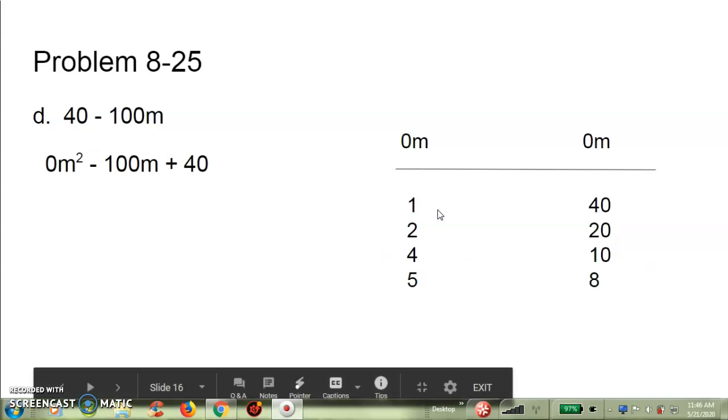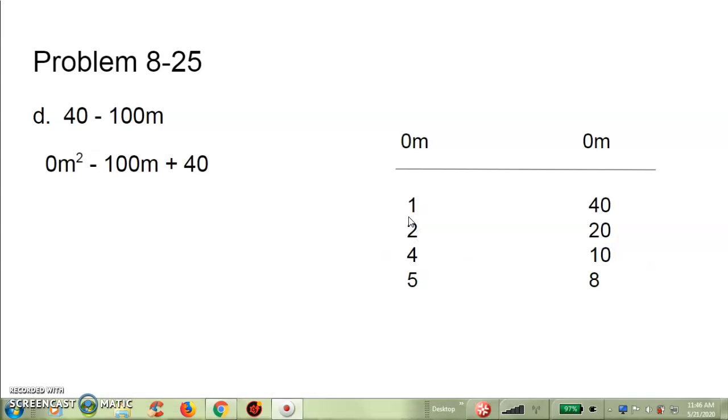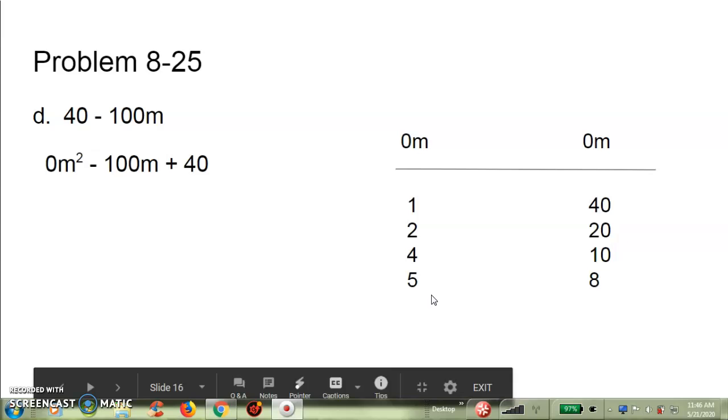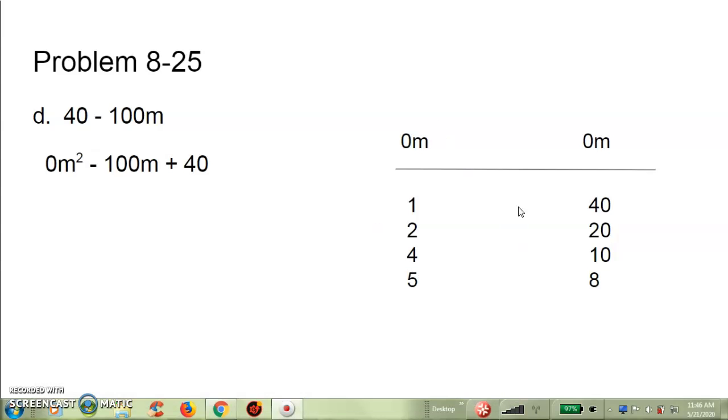Down here I have the factors of 40. I think you can see how I've arranged that. So 1 and 40, 2 and 20, 3 doesn't go in, 4 and 10, 5 and 8, 6 doesn't, 7 doesn't, then we're back to 8. So I know this would be all of the whole number factors for 40. Right, but when I'm multiplying, the only thing I can get here is 0. So I cannot get negative 100m.